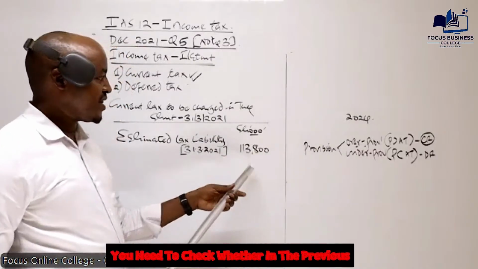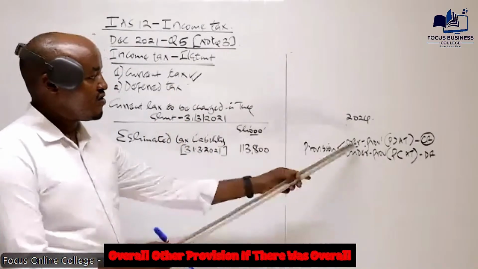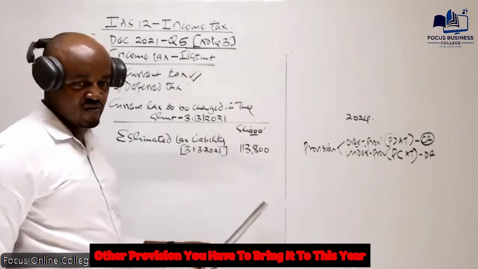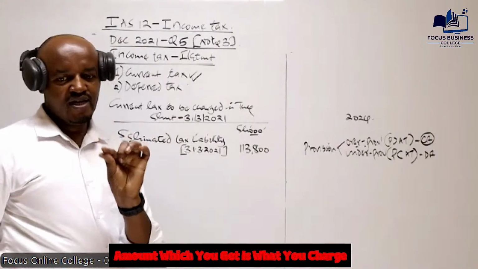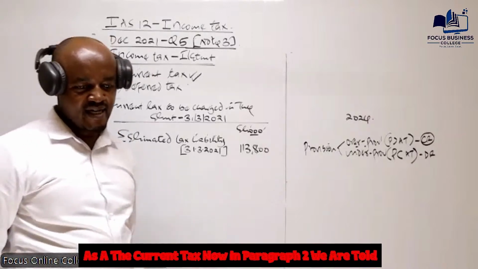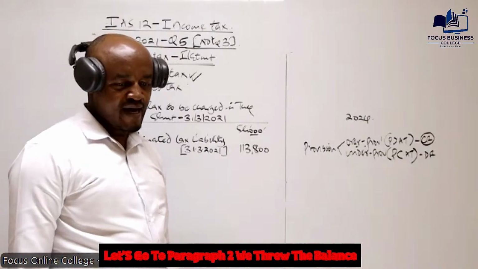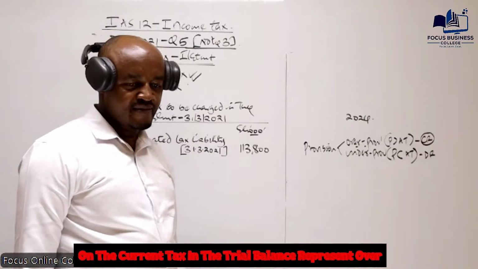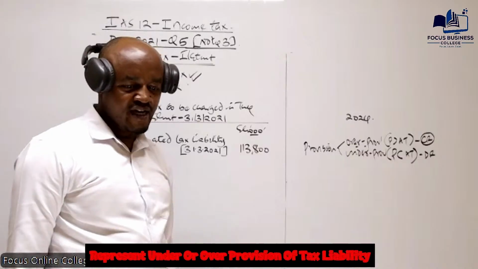But remember what you have said. You need to check whether in the previous year, like in this case, in the year 2020, was there over or under provision? If there was over or under provision, you have to bring it to this year and adjust it to this amount. The net amount which you get is what you charge in the income statement as what? As the current tax. Now in paragraph 2, we are told, let's go to paragraph 2. We are told the balance on the current tax in the trial balance represents under or over provision of tax liability for the year 2020.